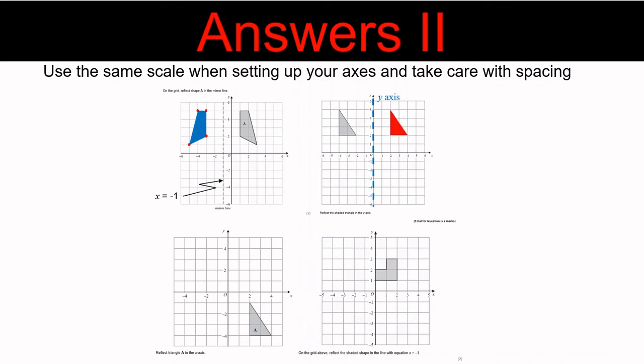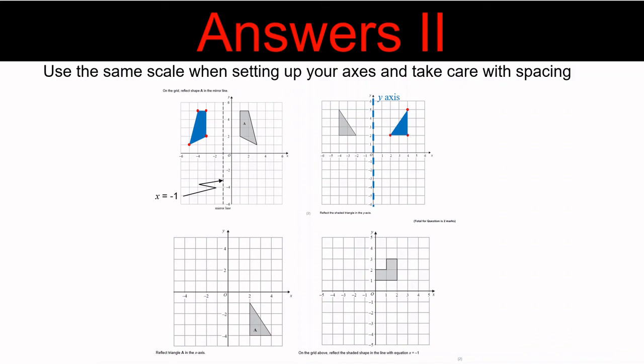Let's see what we did wrong here. I measured the distance of this point to the mirror line. It was 2 squares away, so I plotted the point 2 squares away. So far, so good. I measured the distance of this point from the mirror line, and it was 4 squares away from the mirror line, so I plotted a point 4 squares away. So what have I done wrong here then? The problem is I got impatient. I didn't plot all 3 of these points. This point here is 4 squares away from the mirror line. So plotting that 4 squares away on the opposite side gives me this point here. So there's my correct reflection in the y-axis.